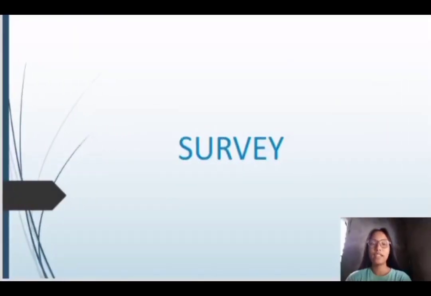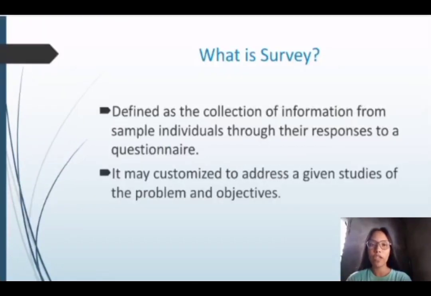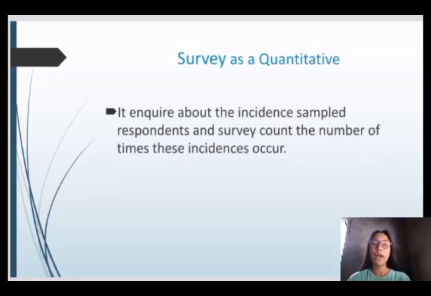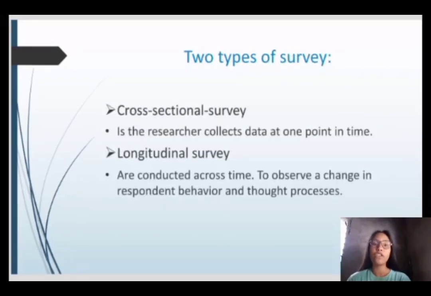What is survey? Survey is defined as the collection of information from sample individuals through their responses to a questionnaire. The form of a survey may be customized to a given study, problem, and objectives. Survey as a quantitative research method inquires about the incidence among sampled respondents, and survey counts the number of times these incidences occur. There are two types of survey to efficiently gather a huge amount of information or data across a defined sample, depending on the sample design.